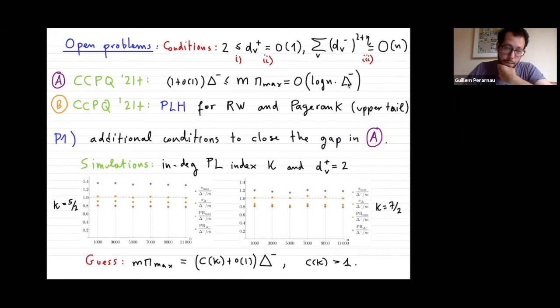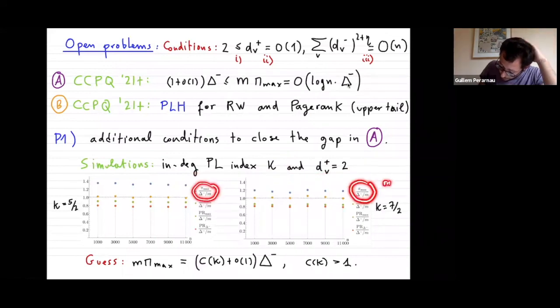distribution with index kappa. So for example, here Sai did some simulations where you take the in-degree to be power law with index kappa, and the out-degree I'm always going to take to be equal to 2. And then we're interested in this blue line. This blue line is just m pi max divided by delta minus. And our result says that this blue line should be above 1, right? So this tells you that it should be at least 1.